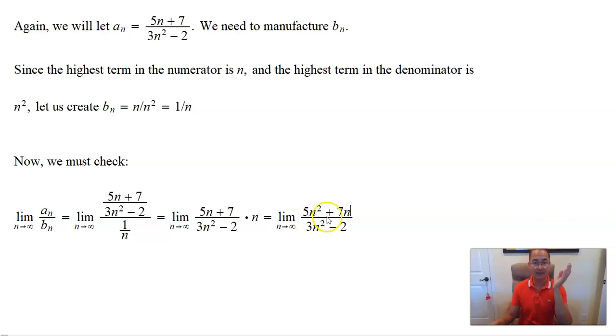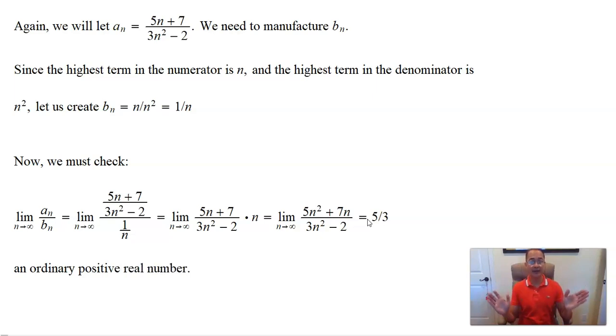You'll get 10n plus 7 over 6n, and that's still infinity over infinity, so you'll get 10 over 6, which is, of course, 5 over 3. Ta-da! That is an ordinary positive real number. So we're in part A. Yay, that's the best possible world.